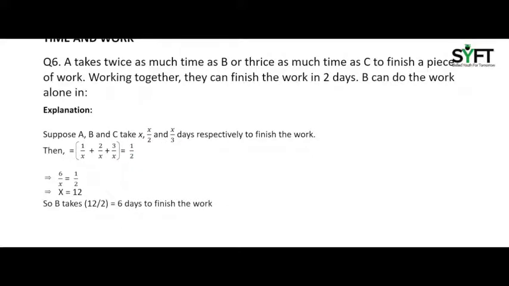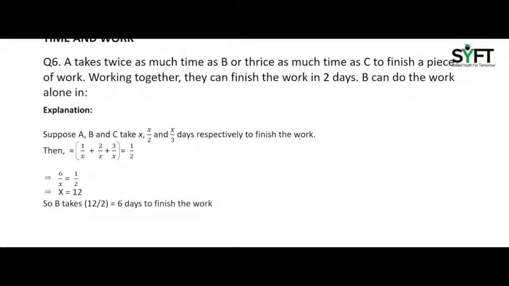A takes twice as much time as B or thrice as much time as C to finish a piece of work. Working together, they can finish the work in 2 days. B can do the work alone in how many days? Okay, understand the question. A takes twice as much time as B or thrice as much time as C to finish a piece of work.